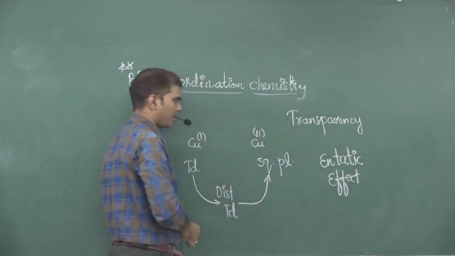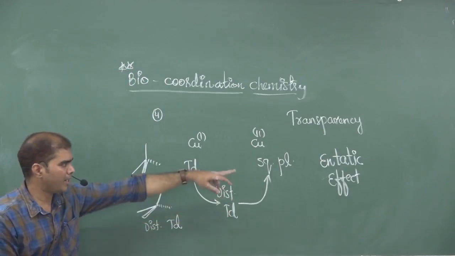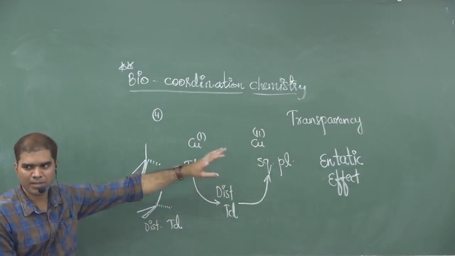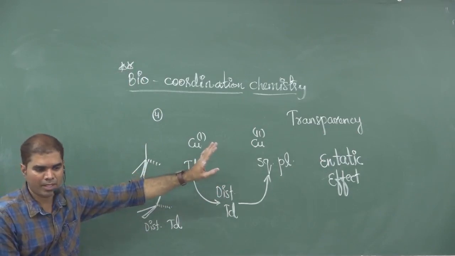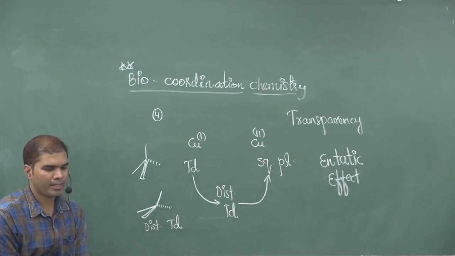The active site contains distorted geometry. In brackets you put it as entatic effect. Entatic effect is a biological term. It is not needed, but just so you have an idea.